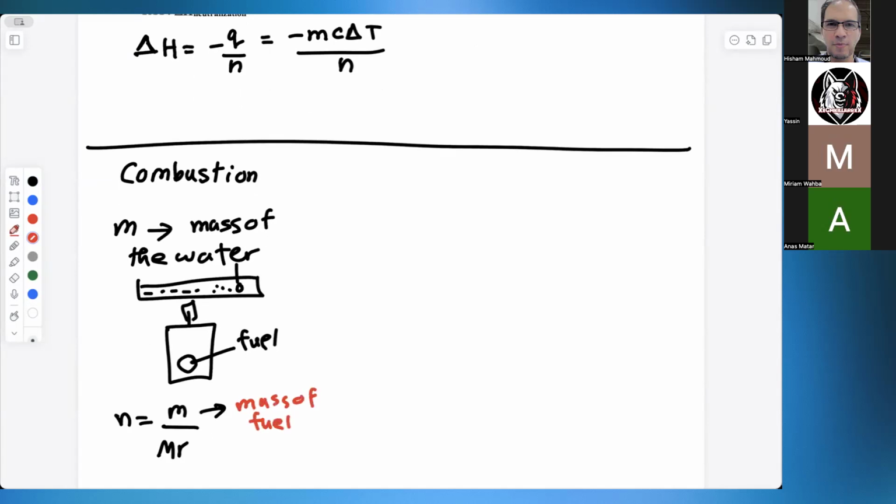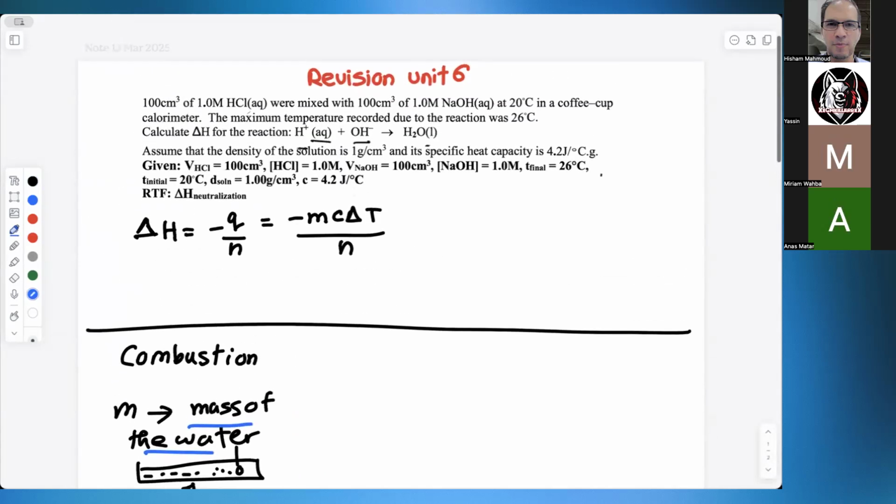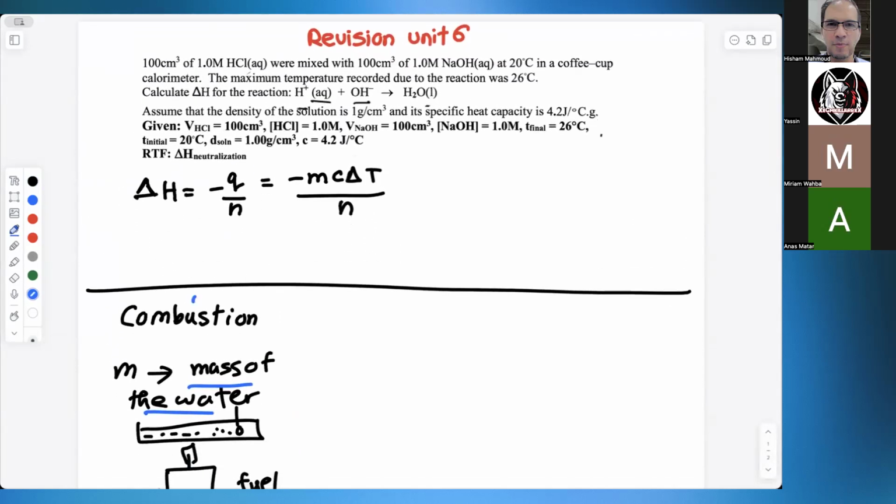Take note, the first mass is the mass of the water. This is the water that's being heated. And the second mass is the mass of the fuel. This I will use to find the number of moles later. But this is not a combustion reaction in our example. This is actually mixing of two solutions together.